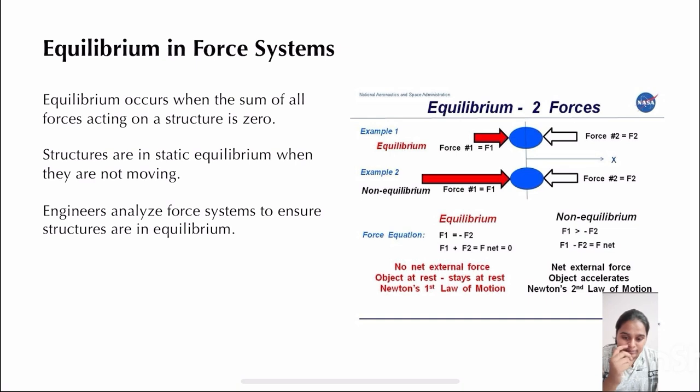Equilibrium in force systems. Equilibrium occurs when the sum of all the forces acting on a structure is zero. Structures are in static equilibrium when they are not moving. Analyze force systems to ensure structures are in equilibrium. Here you can see the examples. Example 1: no net force, an object at rest stays at rest, Newton's first law of motion. And the other one: a net force, an object accelerates, Newton's second law of motion.